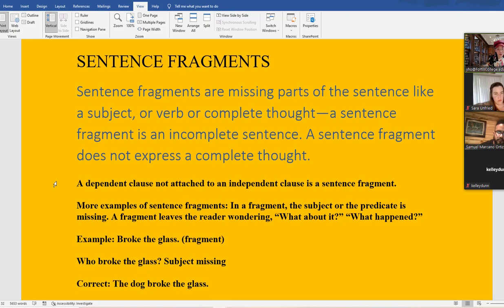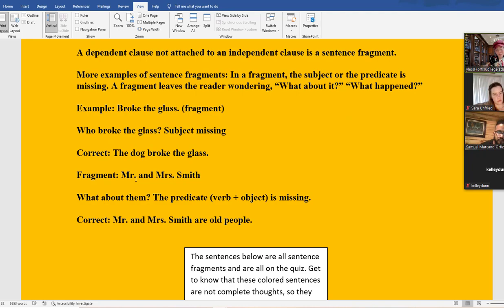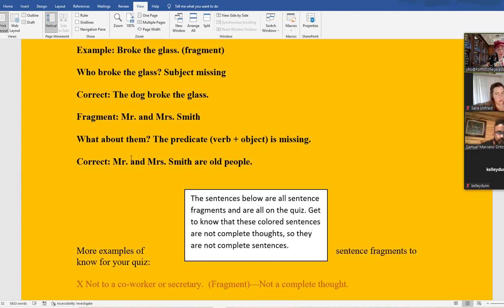A dependent clause not attached to an independent clause is a sentence fragment. So "broke the glass" is missing the subject. "So the dog broke the glass" is correct. "Mr. and Mrs. Smith" is a fragment because it's missing the predicate. If you add in the predicate, "Mr. and Mrs. Smith are old people," then it's correct.